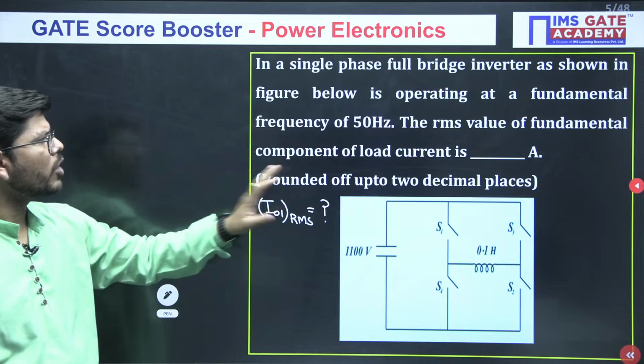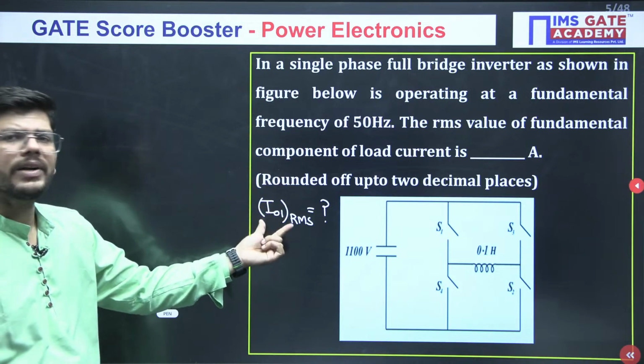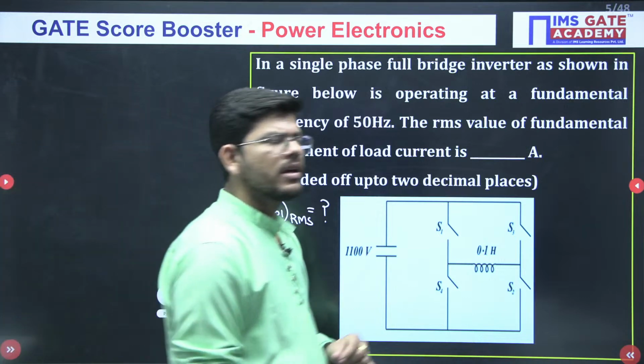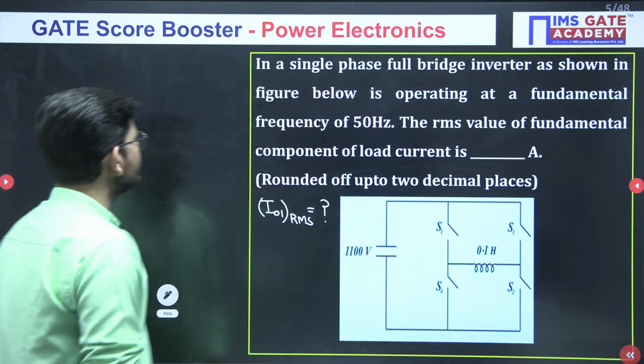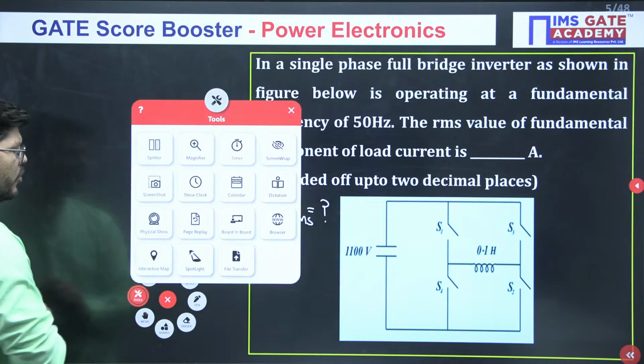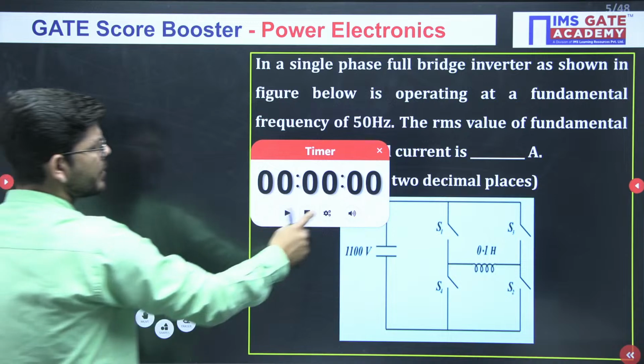Or forget about this. So what we have to calculate here? We have to calculate the fundamental RMS output current. This is what you have to calculate here. So finding this is very easy. What we have to do? Or let me give you time first of all. Let me see whether you are able to solve this question or not.